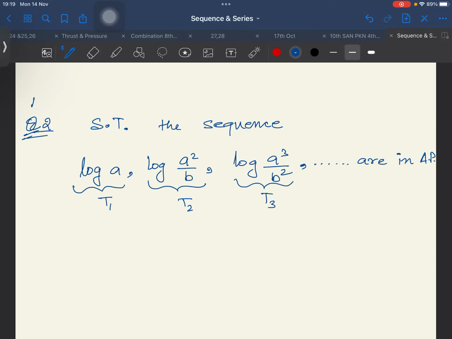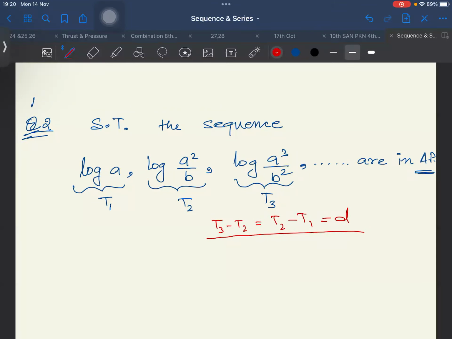If this needs to be in AP, what is the requirement? What is the condition for a sequence to be in AP? Common difference. So that means T3 minus T2 should be equal to T2 minus T1. That is the common difference that you need to find out. If the common difference is the same, this is in AP. Otherwise, this is not in AP. Find out.